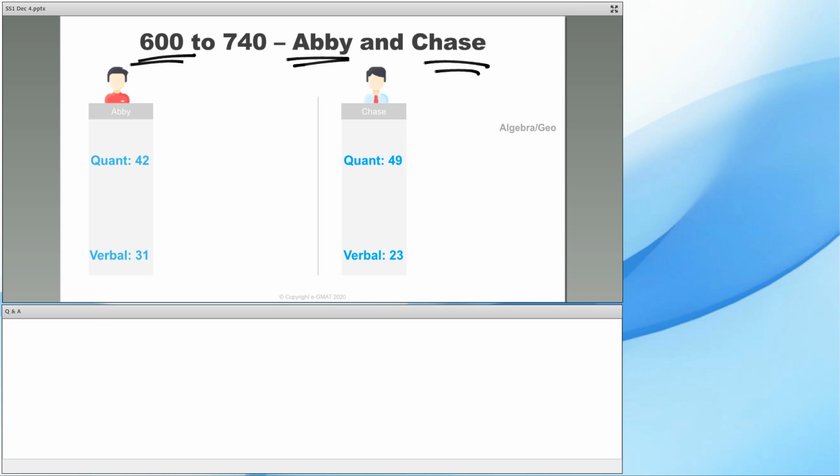Both of them have a starting score of 600. Now, Abby has a more balanced score. She's at a Q42 and a V31, and Chase is a quant whiz. This guy is at a Q49 and a V23. Now, let's look at this. Who's Abby over here, and who's Chase?